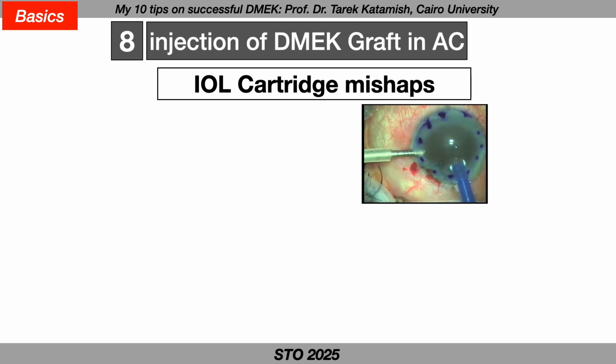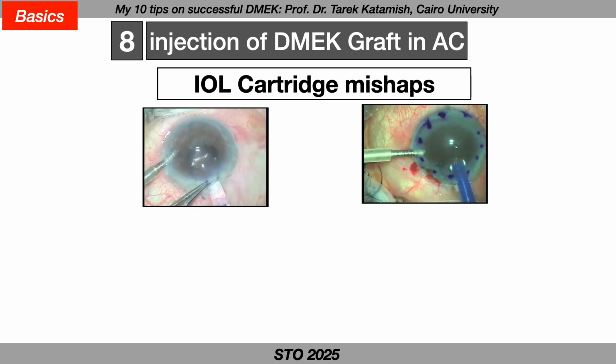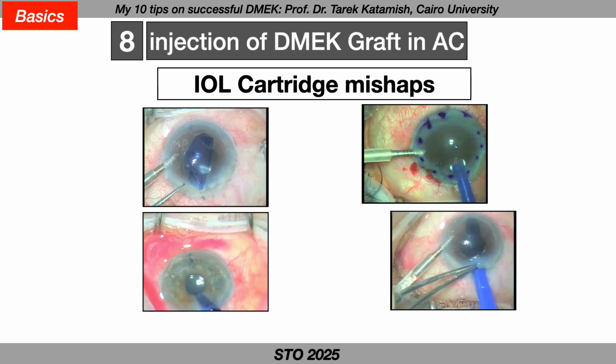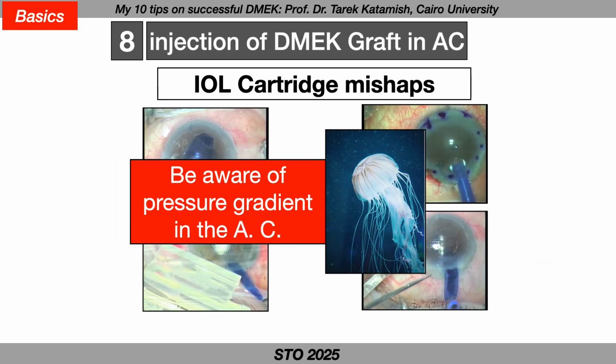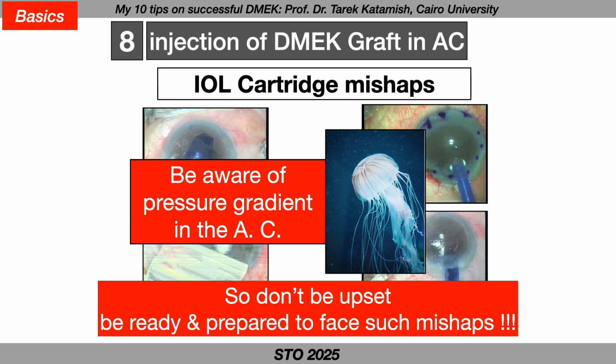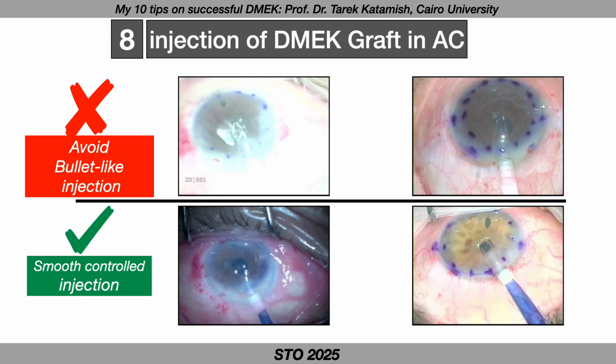During your learning curve, you may find some mishaps as you see in these examples. So, be aware of pressure gradient in the anterior chamber. So don't be upset, and be ready and prepared to face such mishaps. Avoid bullet-like injection of the DMEK graft in the anterior chamber.